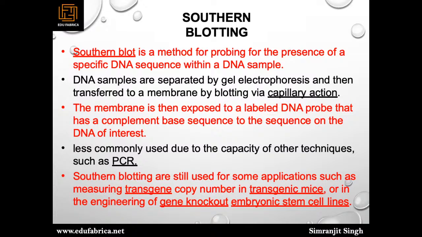Southern blot is a method for probing for the presence of a specific DNA sequence within a DNA sample. DNA samples are separated by gel electrophoresis and then transferred to a membrane by blotting via capillary action. It is less commonly used due to the capacity of other techniques such as PCR. Southern blotting is still used for some applications, such as measuring transgene copy number in transgenic mice, or in the engineering of gene knockout embryonic stem cell lines.